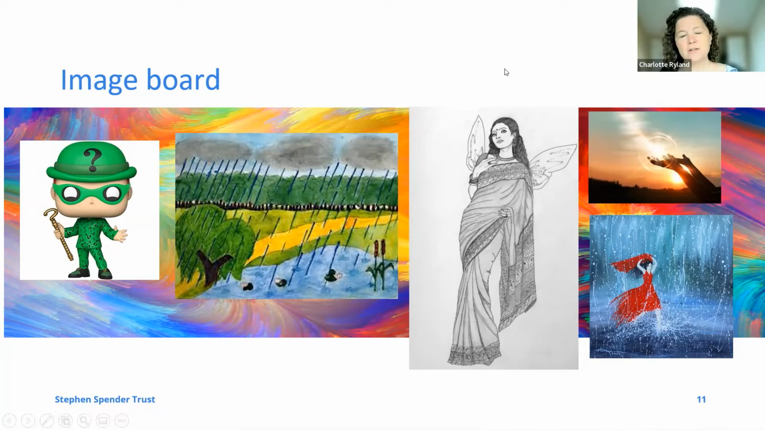Here, Sasha has created an image board with images that relate to the poem, and you're all educators in some way. You can all imagine different activities that you could do to get the young people discussing what this could be, where it could be set, what could be happening in this poem, who the characters could be, and that is, as I say, a really gentle introduction to the text.